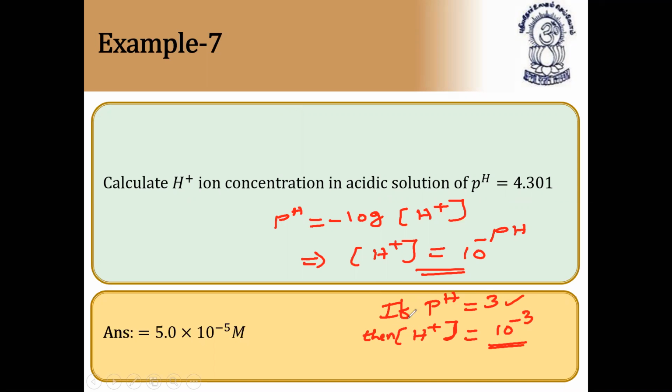So that's why if pH is equal to 3, then H plus concentration is equal to 10 to the power of minus 3. In the same way, H plus concentration in this numerical is 10 to the power of minus pH, that is 10 to the power of minus 4.301. After calculating, you'll get 5 into 10 to the power of minus 5 molarity. So this is model number 3. We have done 3 models in pH problems, but more and more also we'll do. Next question.